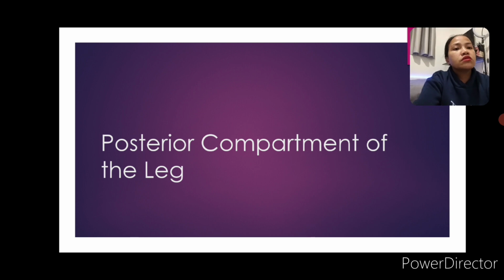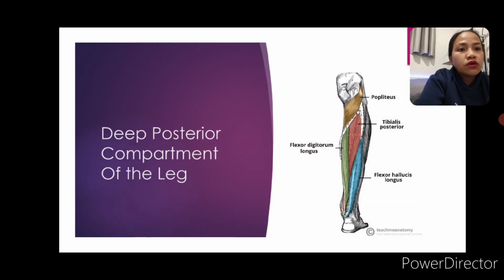Now let's go to the posterior compartment of the legs. These are the muscles that are located at the back of your legs. Okay, the first part is the deep posterior compartment of the leg. Again, these are the muscles that are closest to your bones, deepest. There's popliteus, flexor digitorum longus, tibialis posterior, flexor hallucis longus.